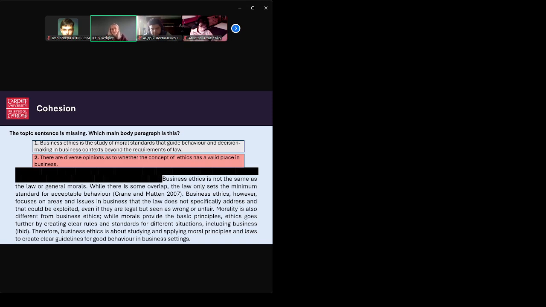Okay, when you're ready, which do you think it is? Do you think it's 1 or 2? Which is the topic sentence for this main body paragraph?